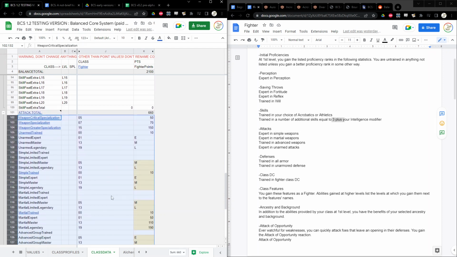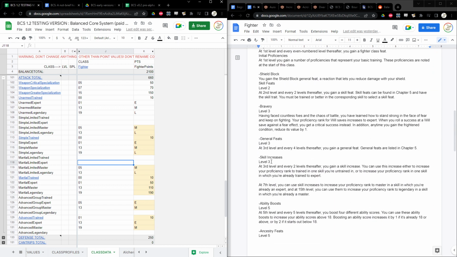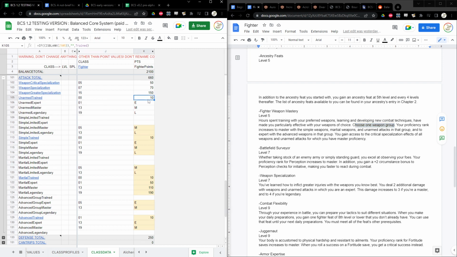Alright, let's move on to attack proficiencies, which, when it comes to the fighter, turns out the fighter has the most complicated attack proficiency. And that's because it has the fighter weapon mastery, where it gets to pick a group, and the fighter gets higher proficiency in that group than all the other attacks. Well, this was difficult, to be honest. I eventually figured it out, and the best way to do it is looking at it horizontally.